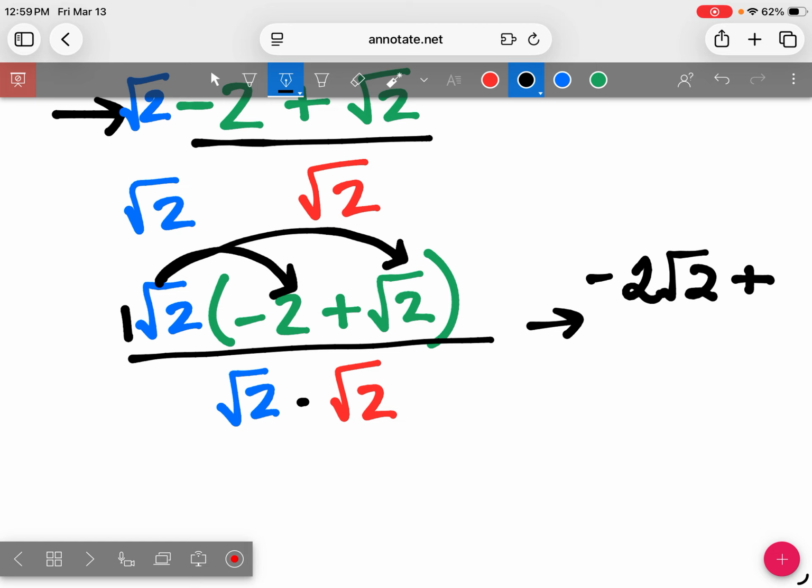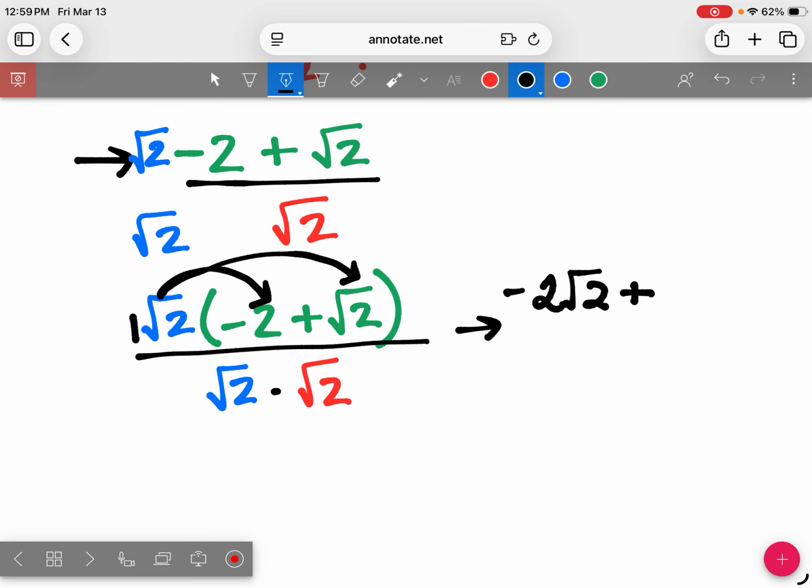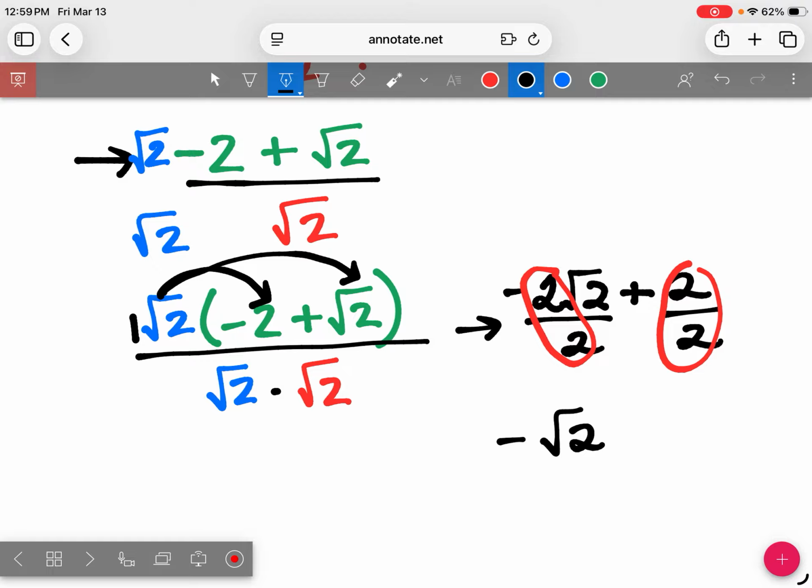What do you get when you take root 2 times root 2? 2. And that's all over what? 2. I'm going to split them apart though, because I want you to see that it can be reduced. So I'm going to separate it into 2 fractions now, because this can be reduced and this can be reduced. So your final answer is negative root 2 plus 1.